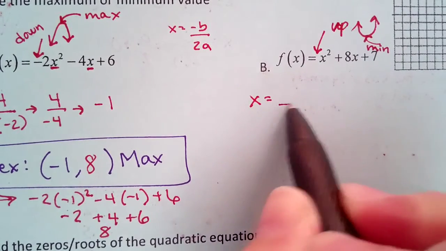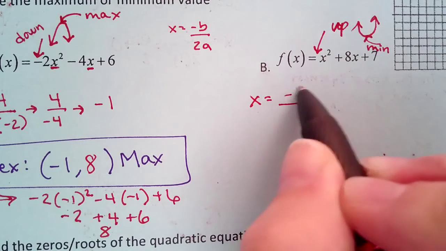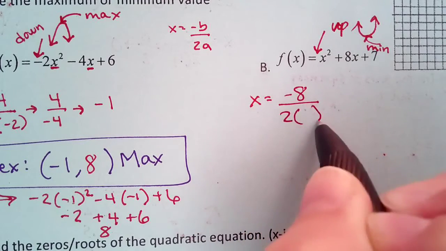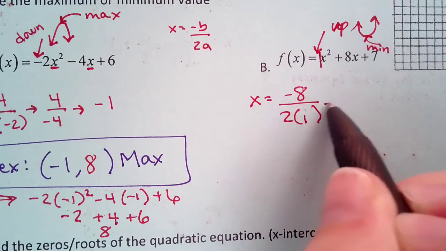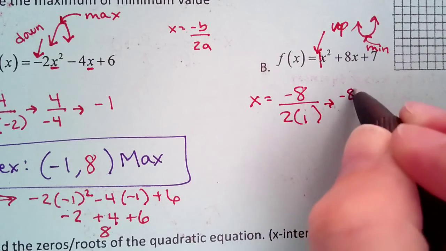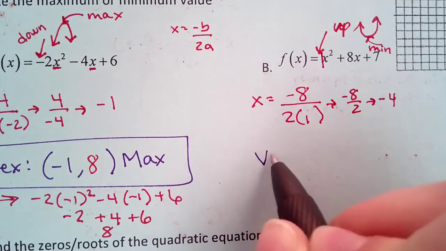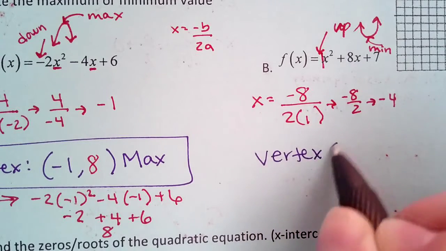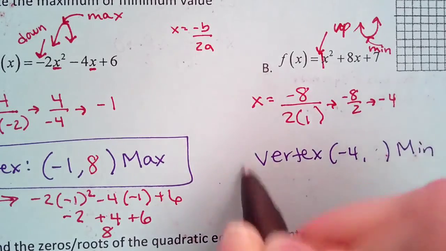So x equals opposite of b. Our b is 8, so opposite of 8 is negative 8, over 2 divided by a, our a is 1. So negative 8 divided by 2, negative 4. So our vertex is negative 4 comma something, and it is a minimum.